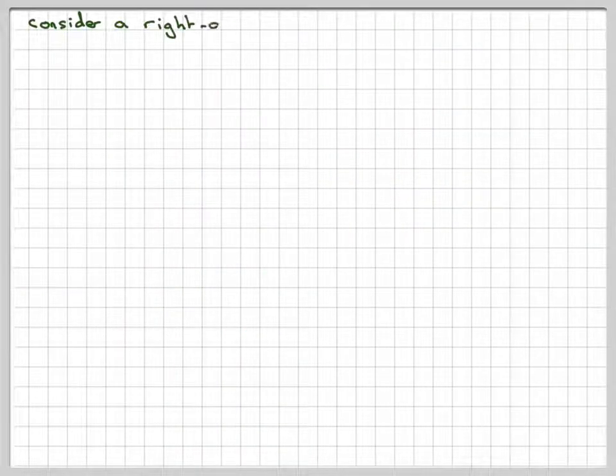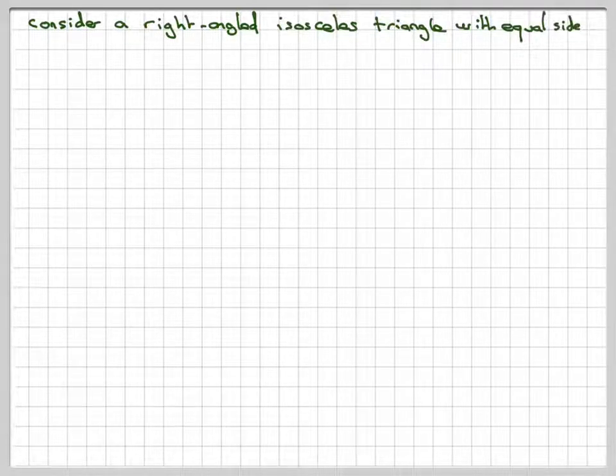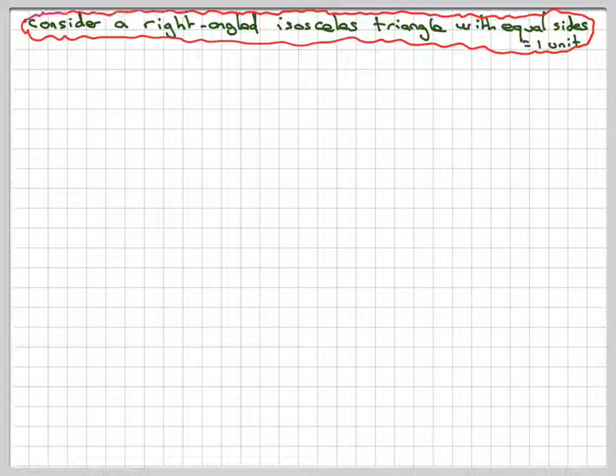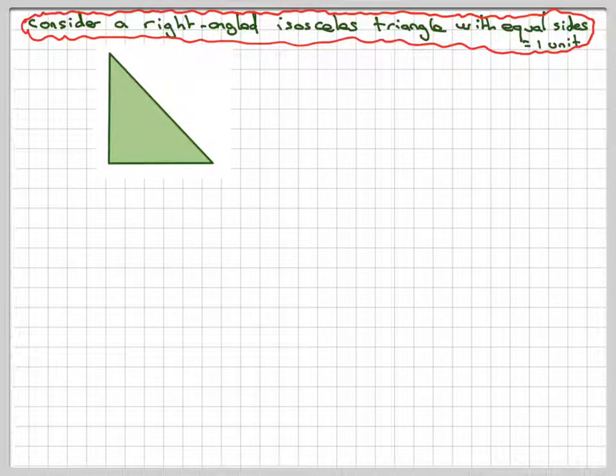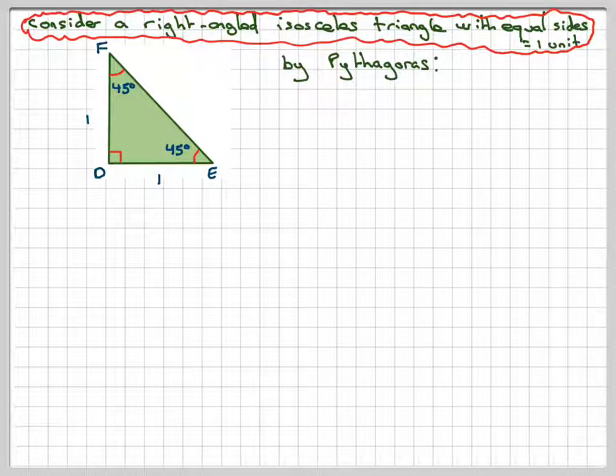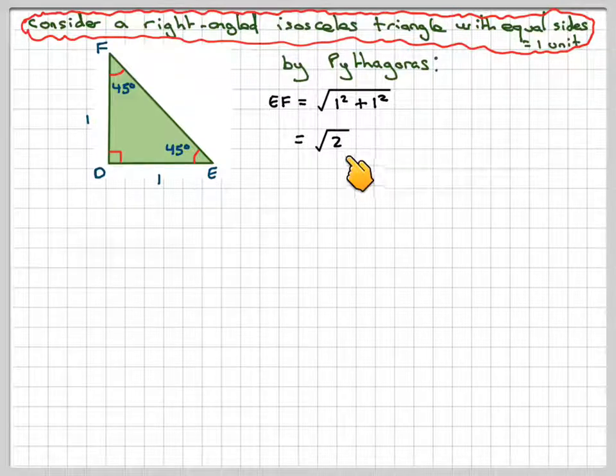Right, now what we're going to do is consider a right-angled isosceles triangle with equal sides 1 unit. This angle here will be 90 degrees, which will mean that these two here will be 45 each. This length is 1 and this length is 1, and then by Pythagoras, EF will be the square root of 1 squared plus 1 squared, which is the square root of 2.